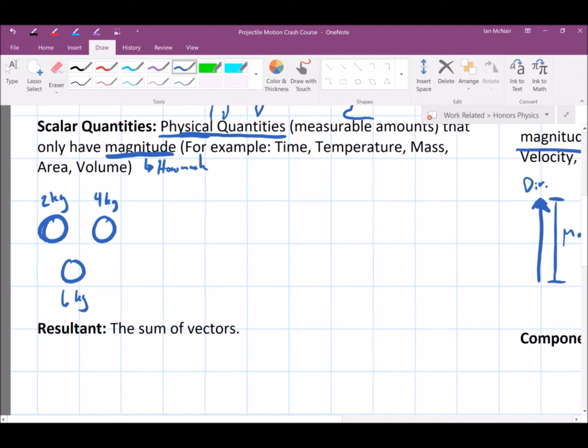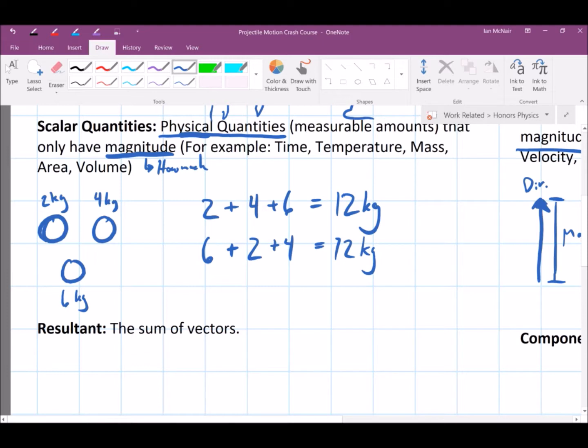But what you could do is you could just add them up. 2 plus 4 plus 6, and then you would get 12 kilograms. Now, super simple so far. What if I did this? 6 plus 2 plus 4. Well, we'd still get the same amount, right?